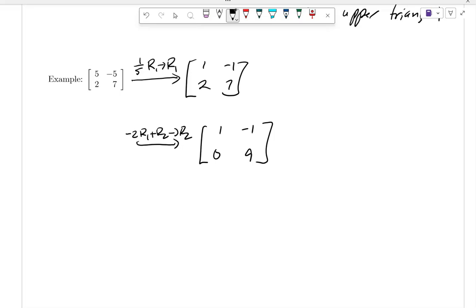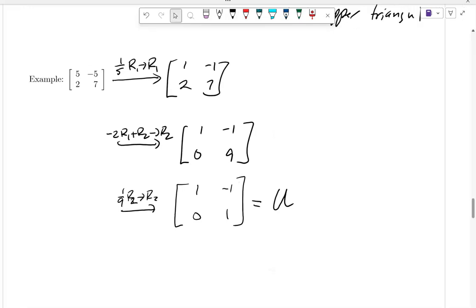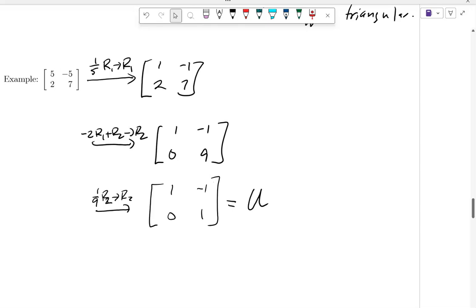Usually we make a choice when we do an LU decomposition. Either we put 1s down the diagonal for the lower triangular matrix, or we put 1s down the diagonal for the upper triangular matrix. So in this case, I'm going to put 1s down the diagonal for the upper triangular. I'll do 1/9 row 2, replace row 2. This is now my U for my LU decomposition. When you go through the row operations, this is now the U that we're going to use for the LU decomposition. So the challenge, and it's not exceptionally challenging at this point, is to figure out what the L is.